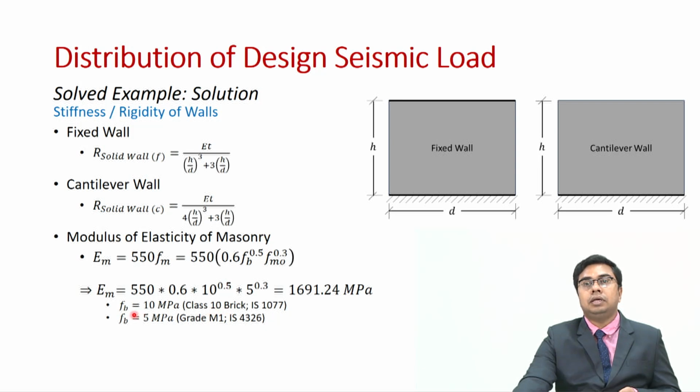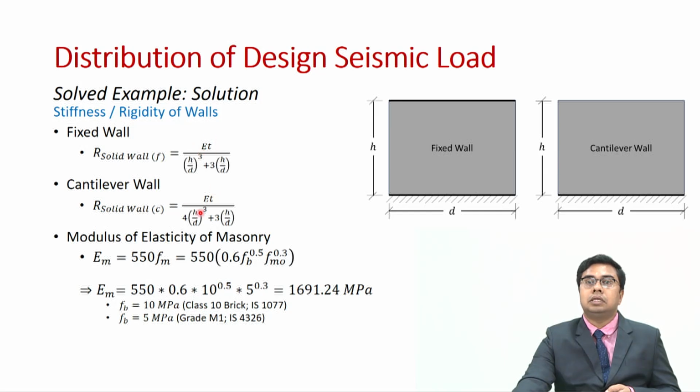So that's how we are assuming FB as 10 megapascal, and the mortar which we have used is of grade M1, which as per IS 4326 has a minimum compressive strength of 5 megapascal. After substituting these values, we get the value of modulus of elasticity of masonry as 1691.24 megapascal. Now at this point we shall not be utilizing this very value for finding out the rigidity of our wall, because we shall express it in terms of ET.